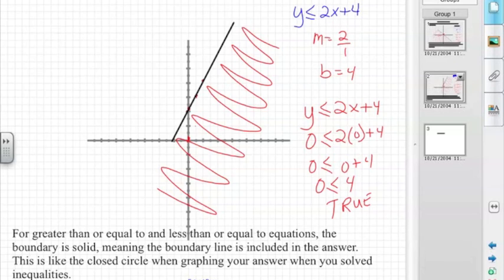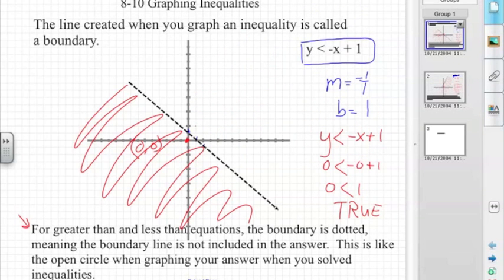So with inequalities, we're not just looking at the solution of a line, we're looking at a region. So the region under this line that's shaded in red is going to be the solution to y is less than or equal to 2x plus 4. And on the first slide, y is less than negative x plus 1. The shaded region in red is the region that works for the solutions for this equation.